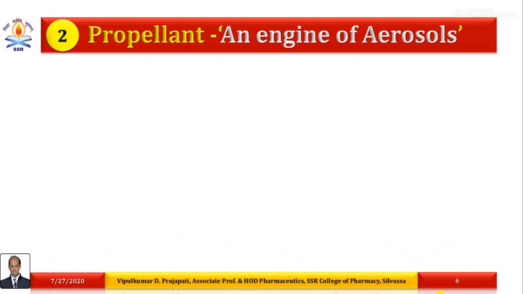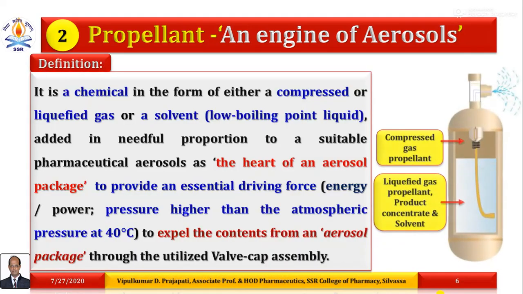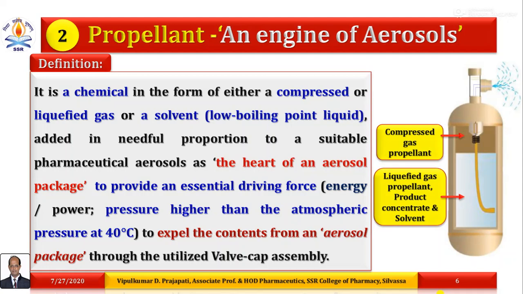Second component is propellant. What is the meaning of propellant? It is an engine of aerosols. Propel means to move or to expel. How is it defined? It is a chemical in the form of either a compressed or liquefied gas or a solvent, means low boiling point liquids, that are added in needful proportion to a suitable pharmaceutical aerosol as the heart of an aerosol package to provide an essential driving force.